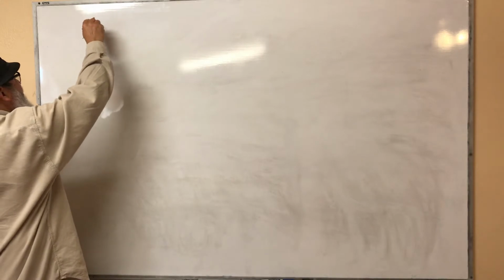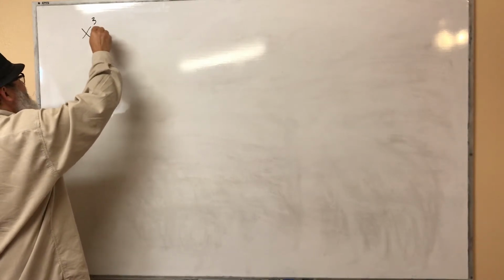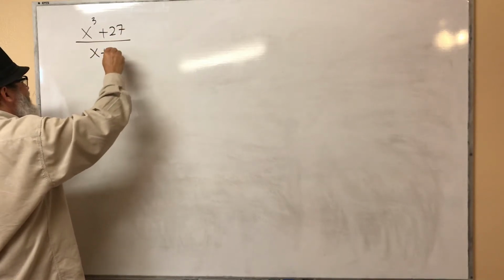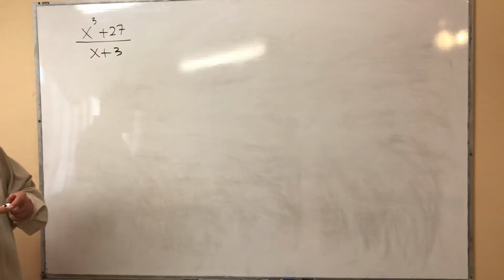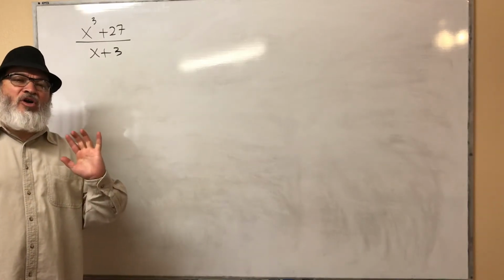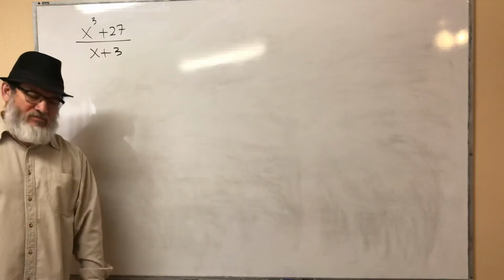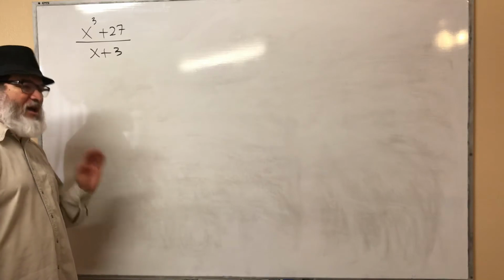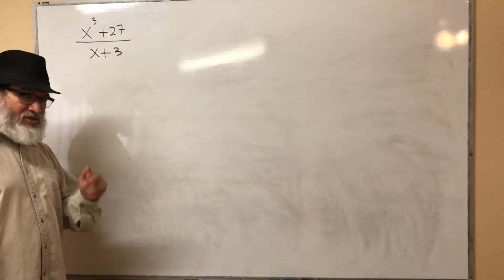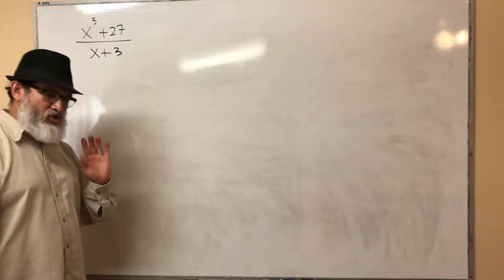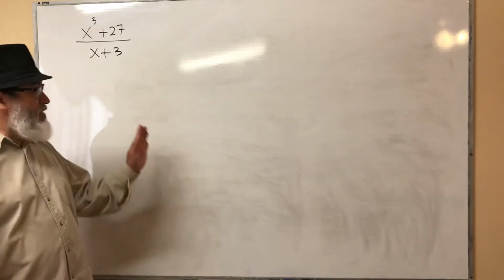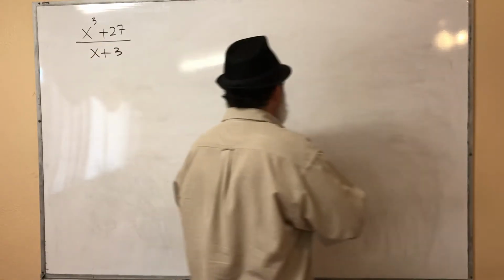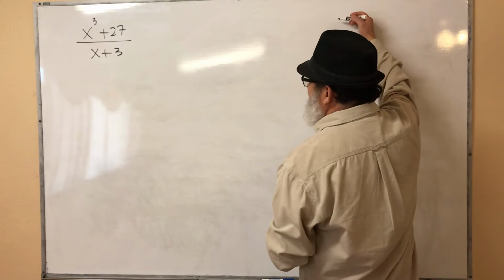x cubed plus 27 divided by x plus 3. Okay? We're going to use synthetic division for this. In both cases, you have to write down zeros for the missing terms. If you use long division, you have to write zeros for the missing term. For example, watch this. Here we have x squared missing and x missing. So if you do it with long division, you write it like this, look.